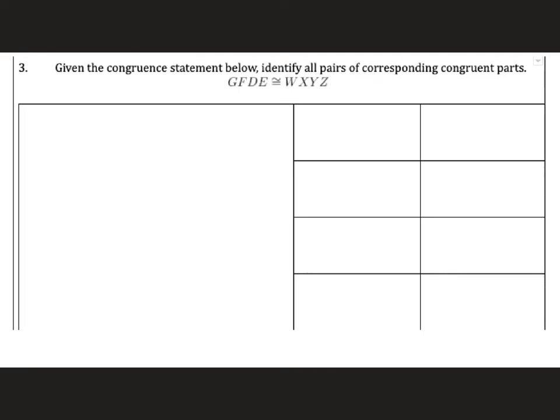Given the congruent statement below, identify all pairs of corresponding congruent parts. I don't have a picture, but I have a big space here. So I'm going to go ahead and draw a picture. G, F, D, E, it doesn't matter what this looks like.